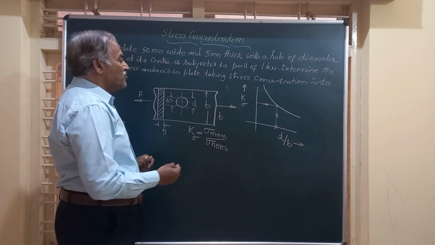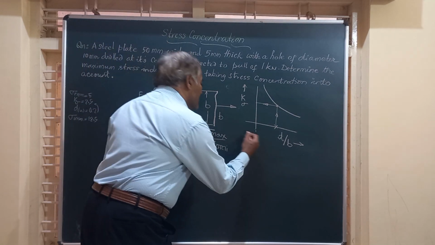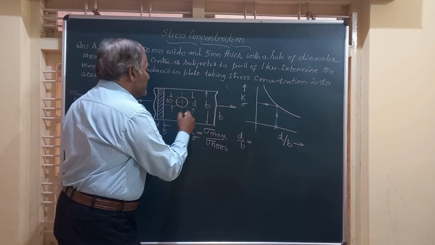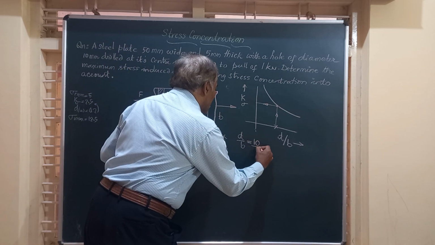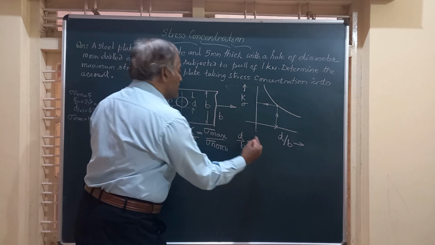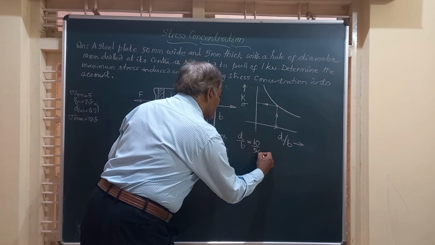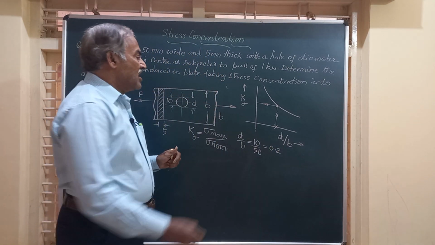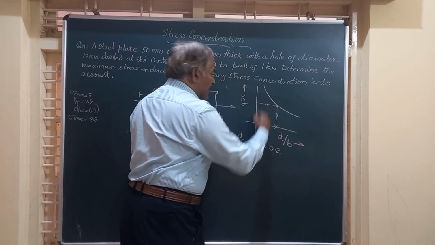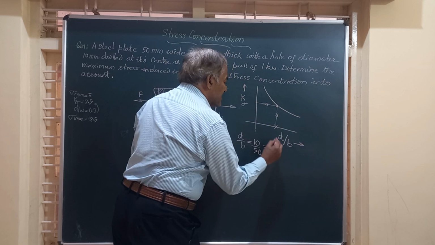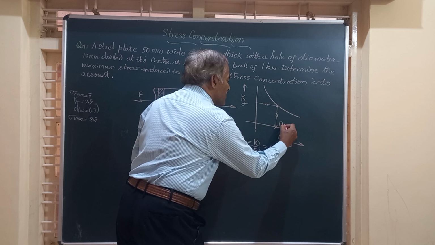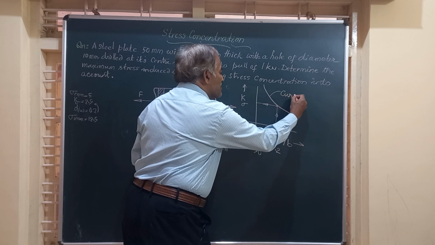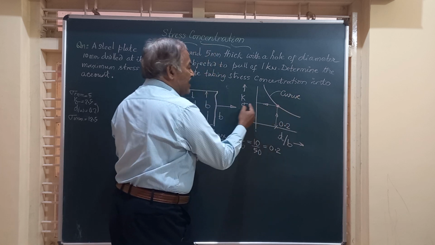Friends, here let us see what is d by b for the given plate. For the given plate, d by b is equal to, d is the diameter of the hole, that is 10 millimeter, and b is the width of the plate, that is given to be 50 millimeter. So 10 by 50 works out to 0.2. So on the x-axis in the graph, there is a plot of d by b. So exactly at 0.2 value along the x-axis, write a vertical line to touch this curve at this point. From there, write a horizontal line.